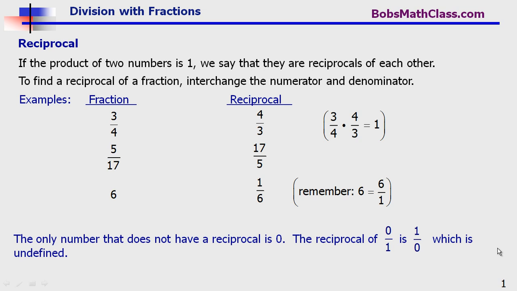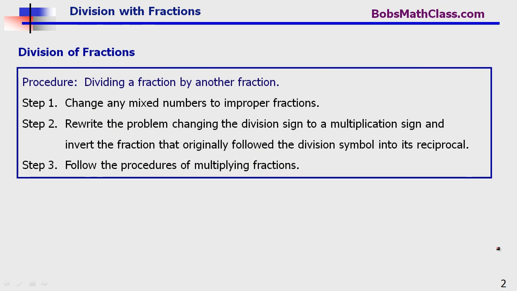The only number that does not have a reciprocal is 0, because the reciprocal of 0/1 is 1/0, which is undefined. So there's only one number that doesn't have a reciprocal. If you need to see that, just make sure you rewind it a little bit, go back to the beginning, and start that just to write those notes down. But the reciprocal isn't too bad. You just flip the fraction.